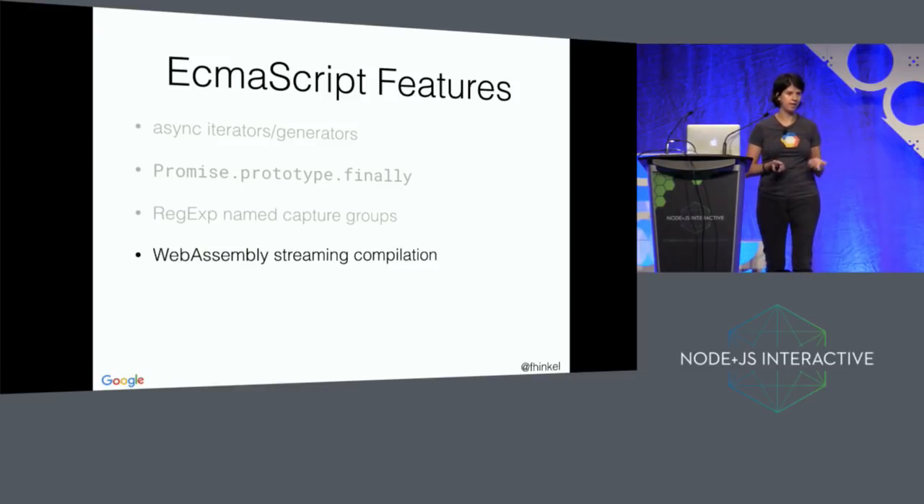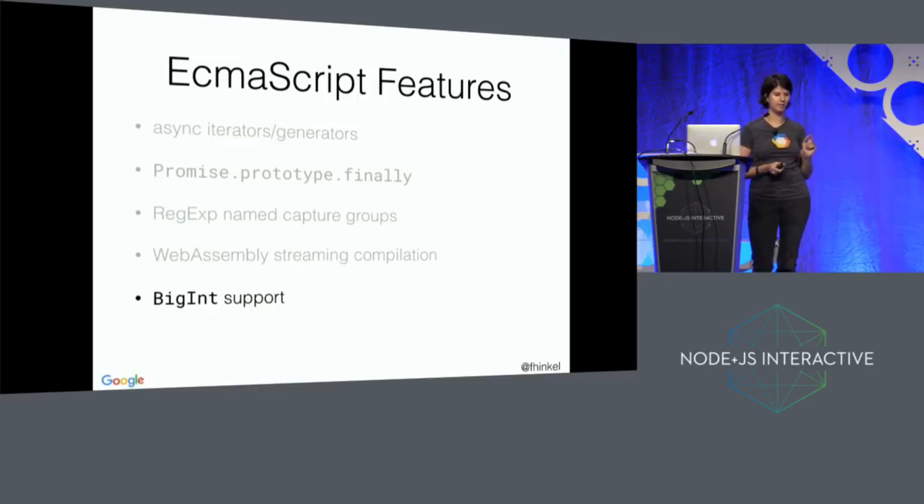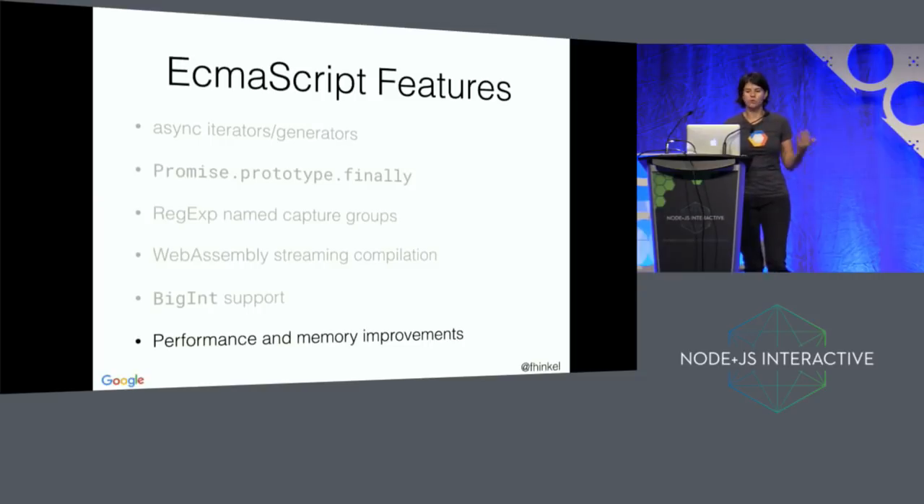WebAssembly is part of V8, and it's available in Node. WebAssembly got a bunch of improvements. One I'd like to mention here is the streaming compilation. So you can take advantage of that in Node 10. And BigInt support, big integers. I'll go into more details in the next slide. And just overall, there's been a lot of performance and memory improvements in V8, so Node 10 benefits from those as well.